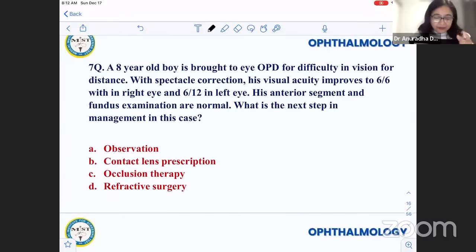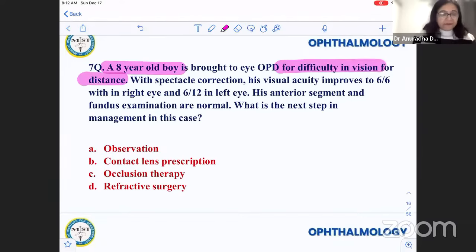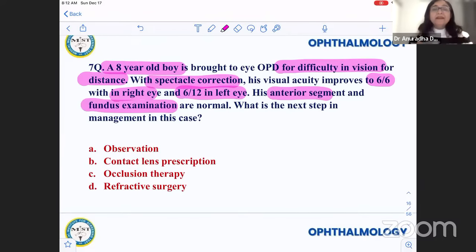Now, an 8-year-old boy is brought to the eye OPD with difficulty in vision for distance. With spectacle correction, the visual acuity improves to 6/6 in the right eye, so the refractive error is nicely corrected there, but 6/12 in the left eye. 6/12 is not the normal level of vision. It means the left eye does not improve completely with spectacle correction. Anterior segment and fundus are both normal. So what is the next step in management?